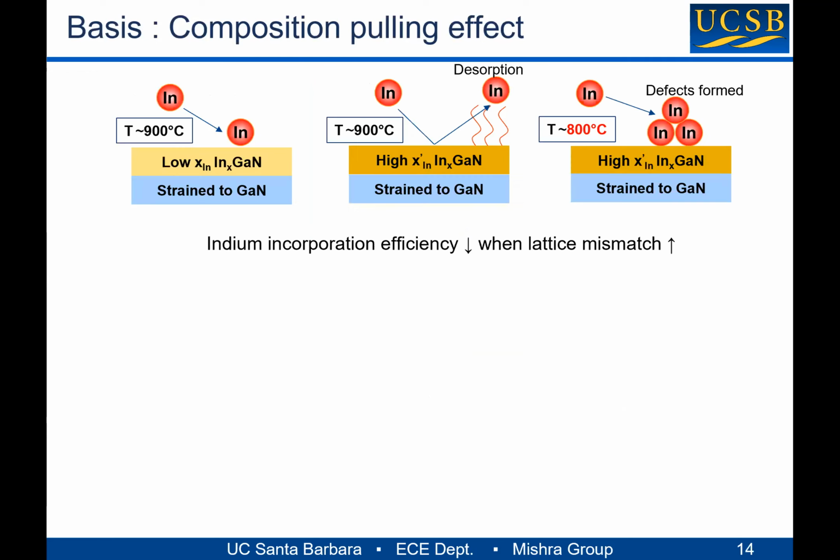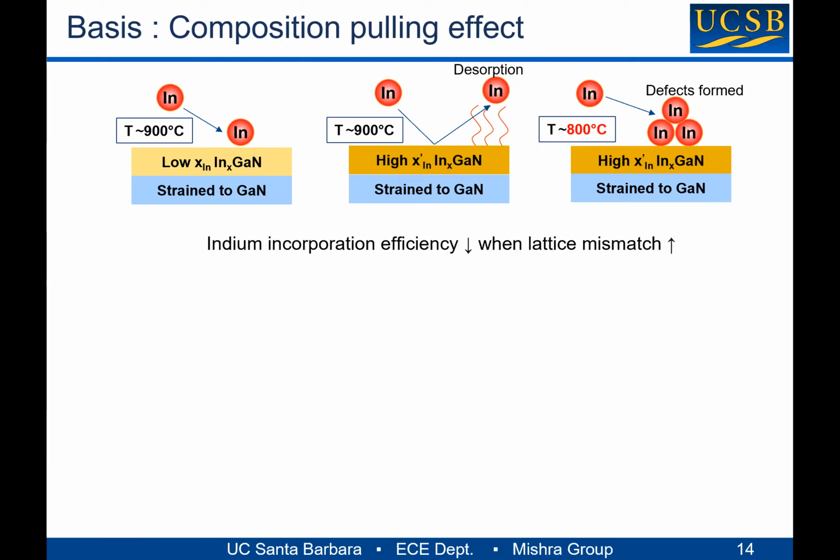The answer lies in a phenomenon called the composition pulling effect. So suppose we want to incorporate low indium composition into our films at 900 degrees Celsius. Since the composition is low, the lattice mismatch is low, hence the indium gets incorporated without much difficulty. However, if we want to achieve higher indium composition with this growth condition, for example, by increasing the flow of indium precursor, the indium will desorb and we won't be able to achieve the high indium content films.